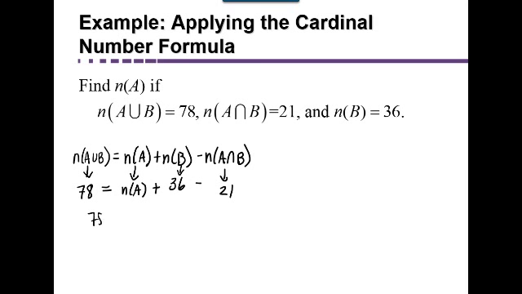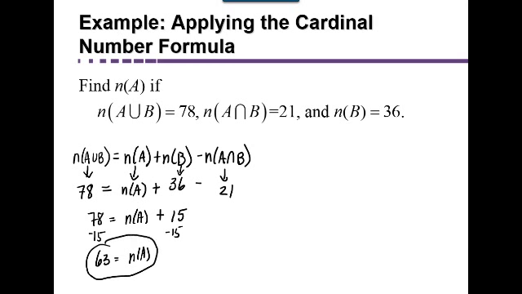So we have 78 equals n of A plus 36 minus 21, which is 15. So if 78 is n of A, the number in A, plus 15, then we're going to subtract 15 to figure out how many are in the set A. 78 minus 15 is 63. So that's one way. If you have the cardinal number formula memorized, that's one way to solve that exercise. Another way would be to actually draw a Venn diagram.